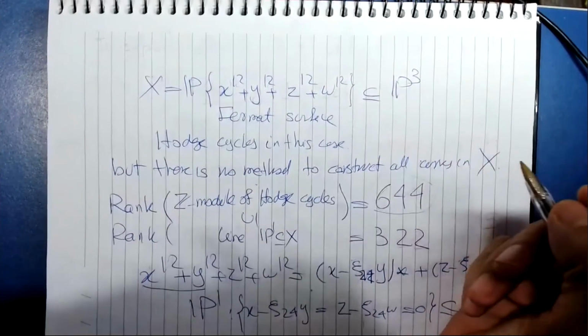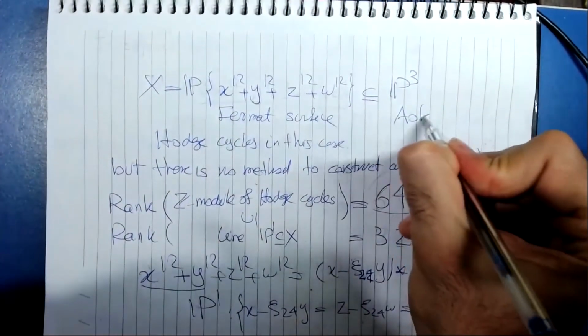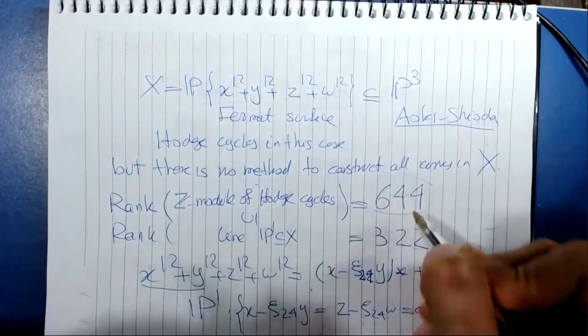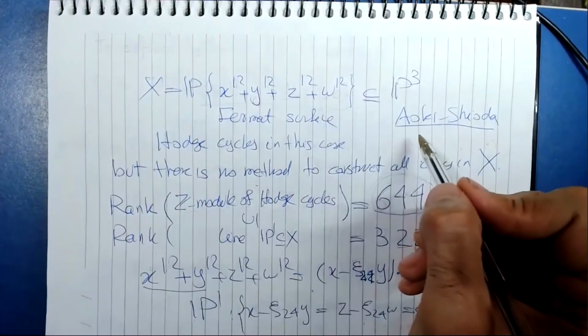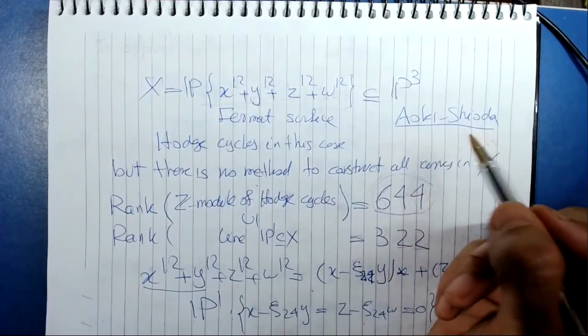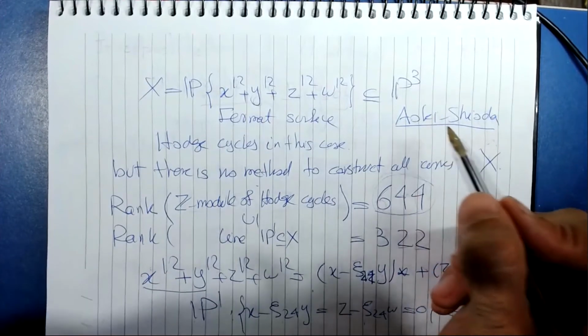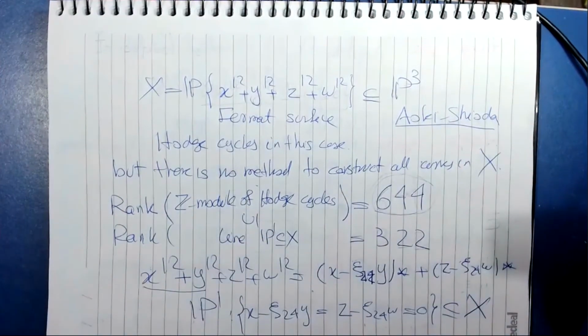And actually, one of the people who tried to do this were Aoki and Shioda. They introduced more curves in order to reach 644, but even in this case they realized that they need more curves. So far there is no complete list of algebraic curves generating the lattice of Hodge cycles, which in the case of surfaces is also called the Picard group or Néron-Severi group.